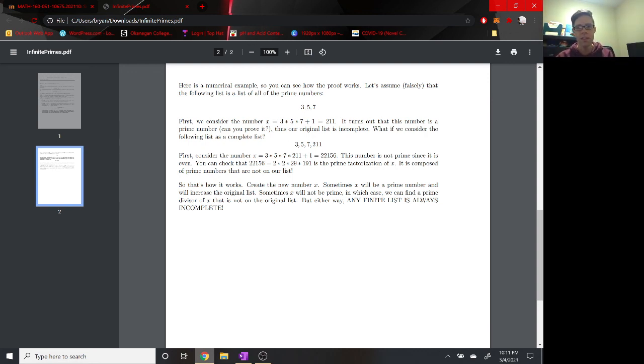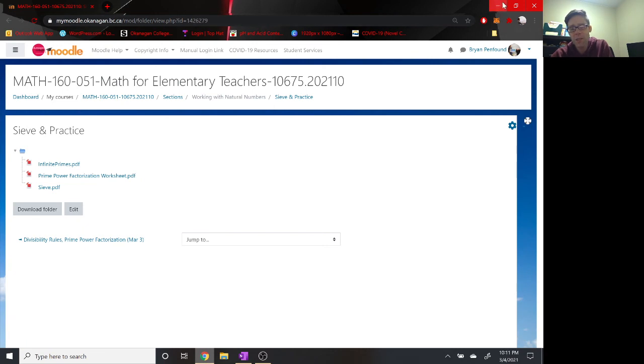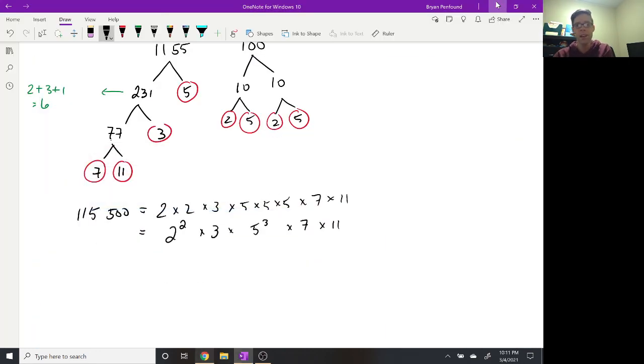So yeah, that's there for you to kind of read and ponder about if it's something that you're curious about. And like I said, it's not something I'm going to ask you to prove, but I think it's something that's just nice to know. It's nice to know that there aren't a finite number of prime numbers. There's actually a lot of them out there. There's an infinite number of prime numbers, and people are still trying to find prime numbers to this day.